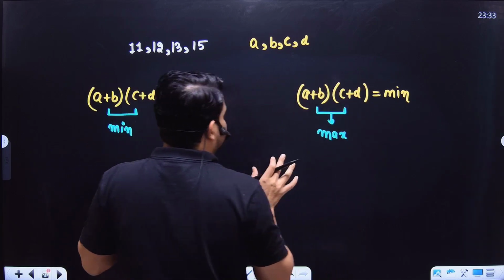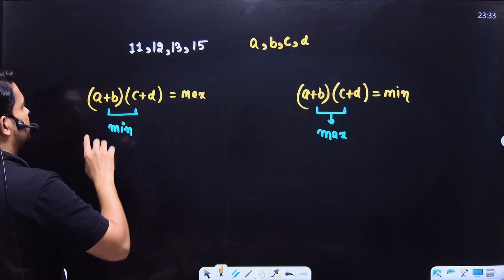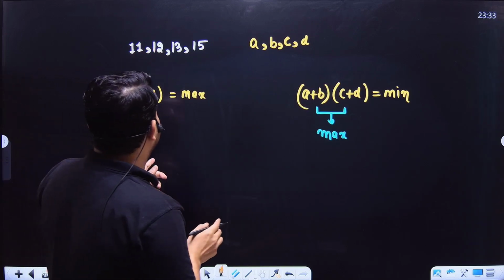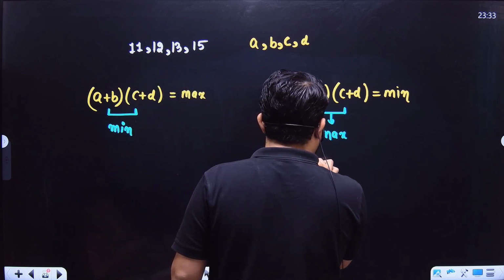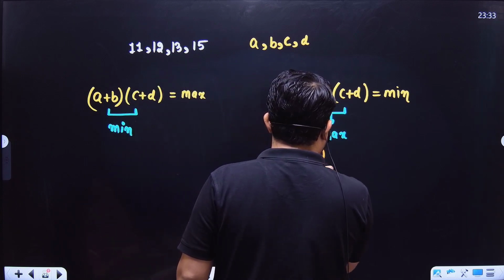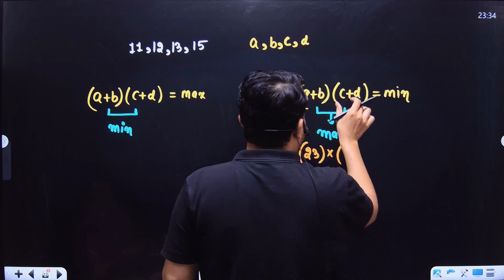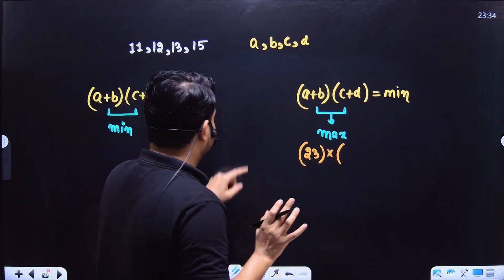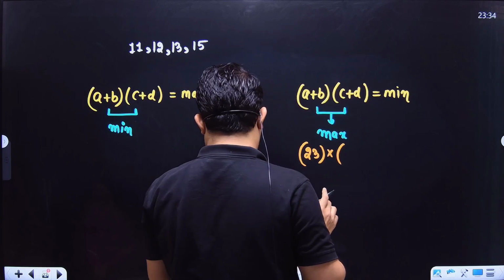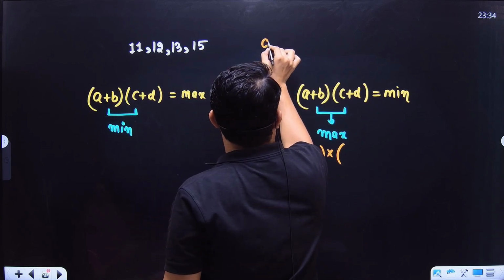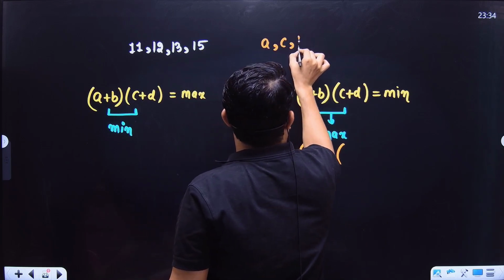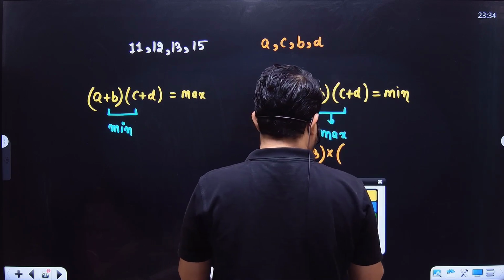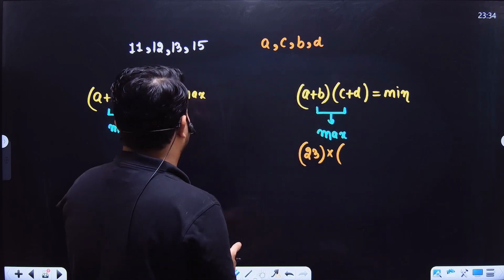Smallest value can be written from the smallest numbers. These two are the smallest numbers, so you can write 11 plus 12, which is 23, into the greatest, so 13 plus 15. These numbers are not in sequence.